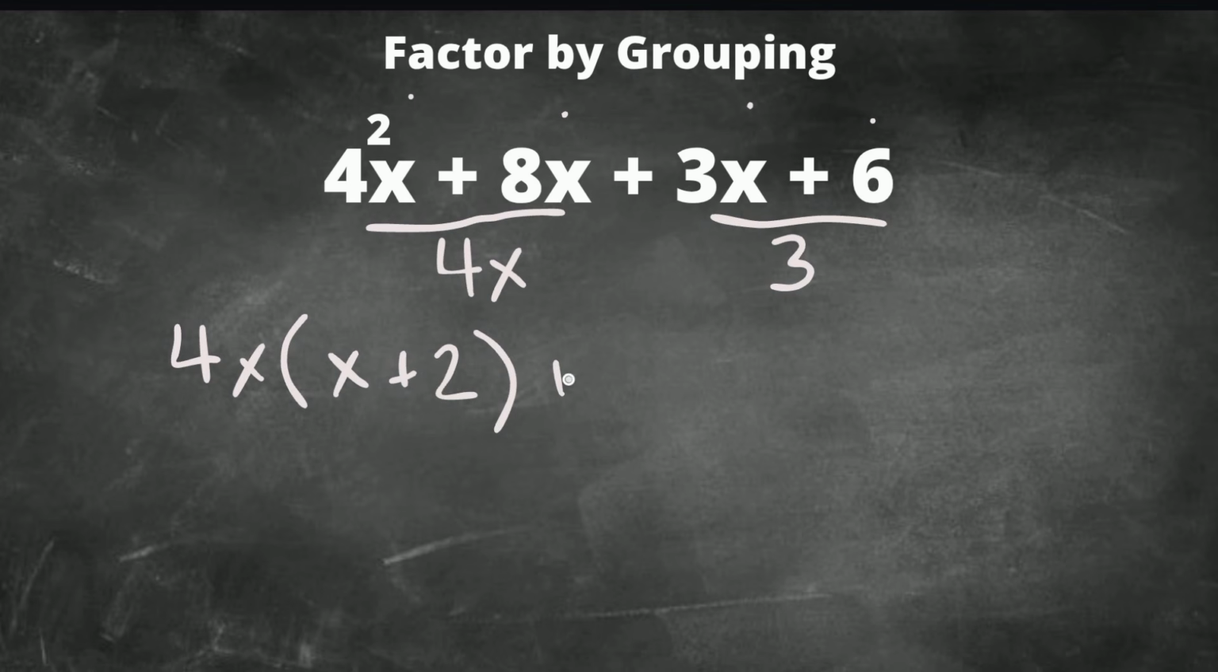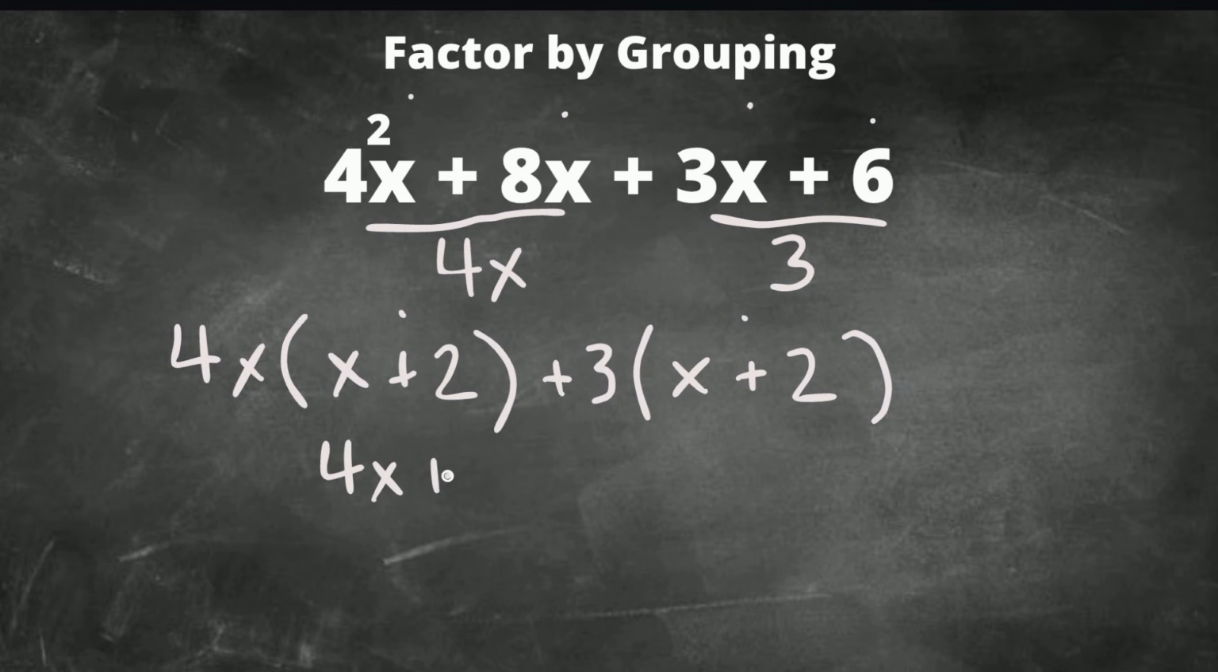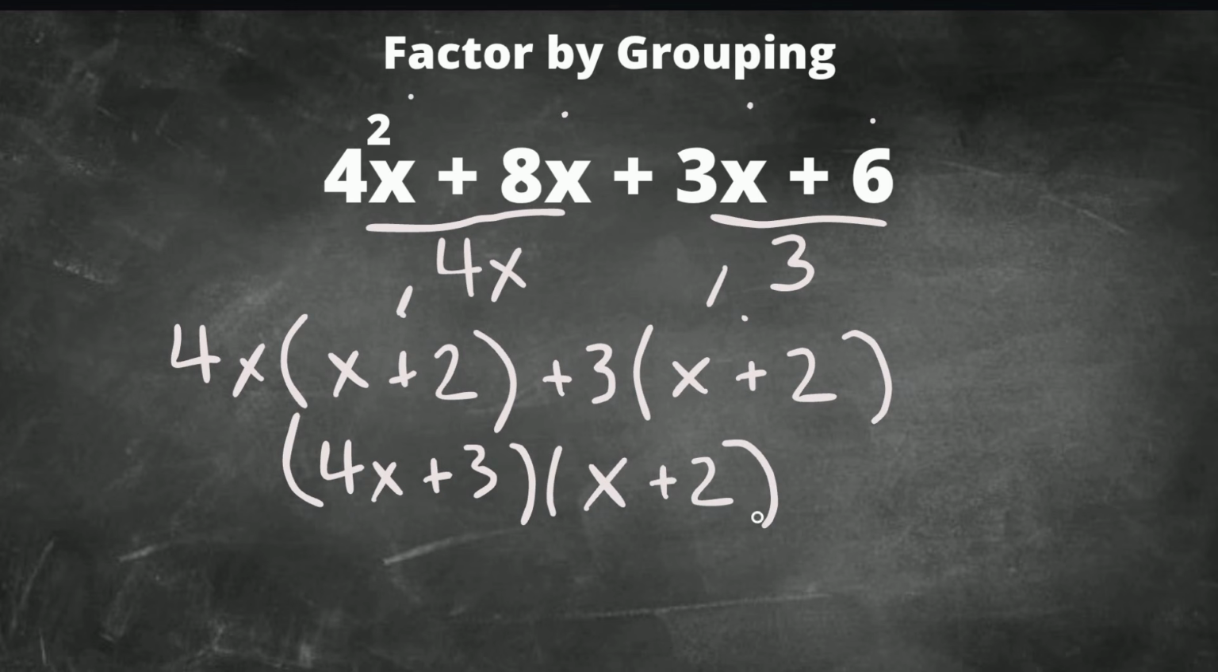Now I'm going to do the same. I'm going to put the greatest common factor out front. 3x divided by 3 gives me x, and 6 divided by 3 gives me a positive 2. Notice that the 2 binomials match, so we're in good shape. So now I'm going to write the greatest common factors, 4x plus 3, and then the common binomial, which is x plus 2. So there we go.